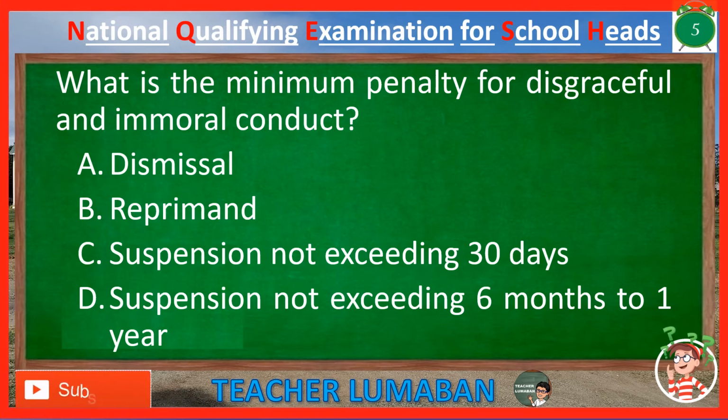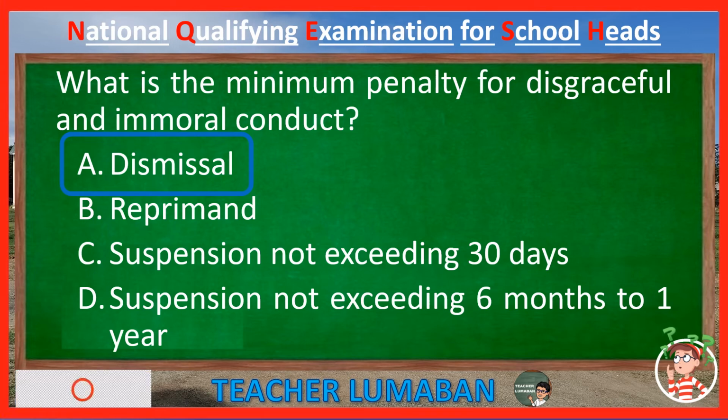5. 4. 3. 2. 1. The correct answer is letter A, dismissal. The minimum penalty for disgraceful and immoral conduct is dismissal.